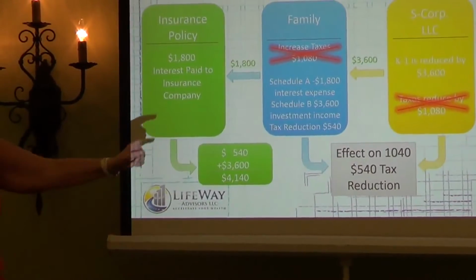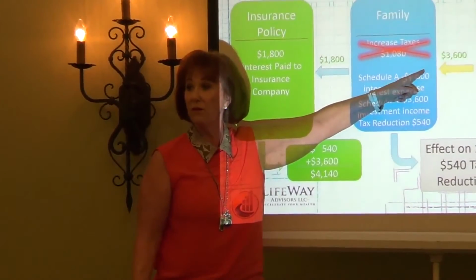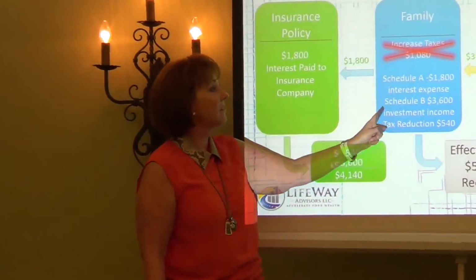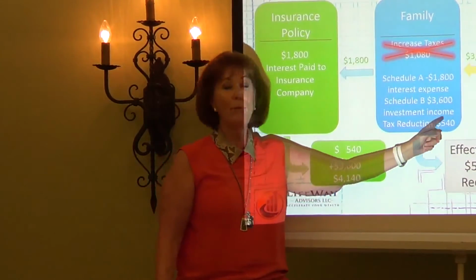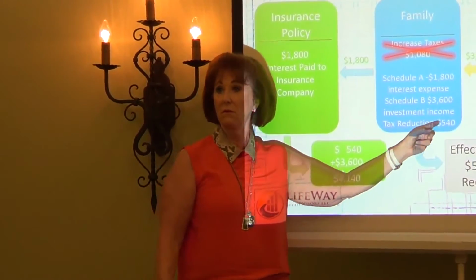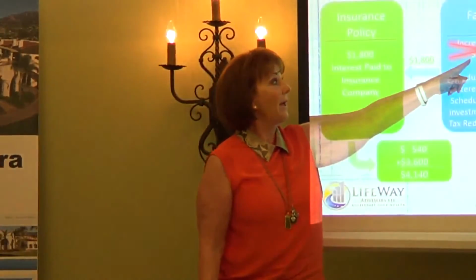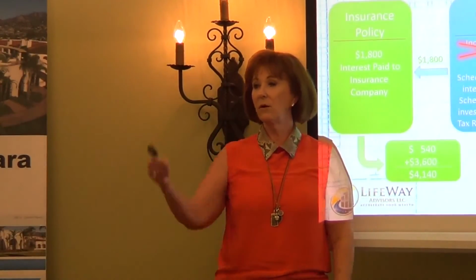But that money, that $3,600, that 12% of the interest, has to come back on Schedule B of our personal tax return. Remember, this is a flow-through account, as investment income. So then we have to pay $1,080 in tax. So we lowered the tax here and we raised the tax here.